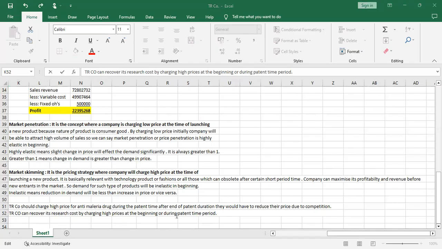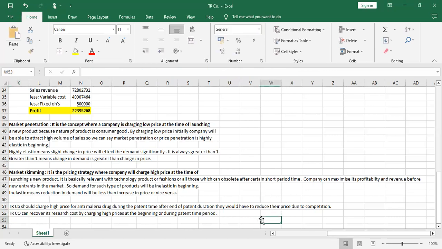Okay, done everyone? Understood? Difference between market skimming or market penetration and why TR company should charge this one. At the end, we can say for Parapain, they have to follow the market penetration because now they are facing competition. Although he did not ask in the question regarding the Parapain, but just to communicate the concept to you guys, I am writing here.